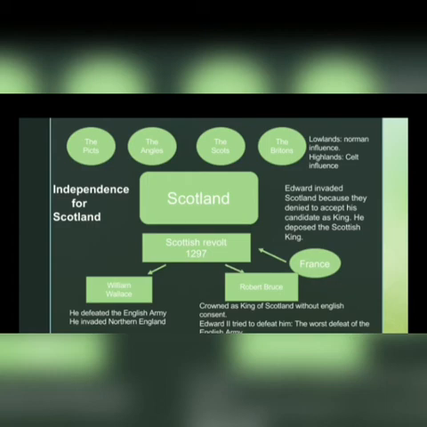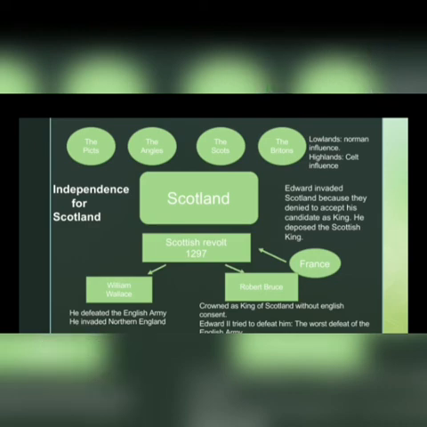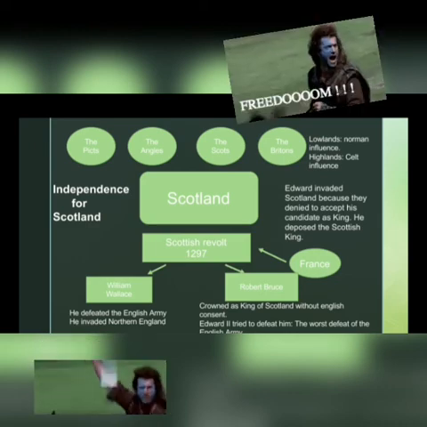What was the excuse that Edward used to invade Scotland? Edward had proposed a king for Scotland, but the Scottish people didn't accept that king as candidate for the crown. That's why he deposed the Scottish king and he invaded Scotland. Thanks to that, the Scottish revolt took place in the year 1297. Who was its leader? The famous William Wallace.